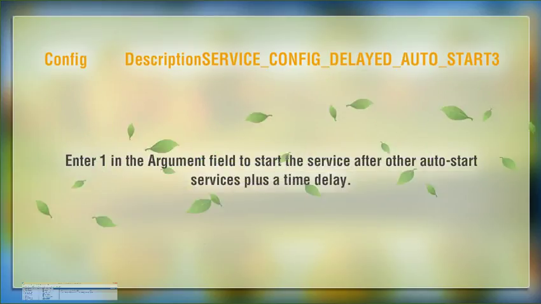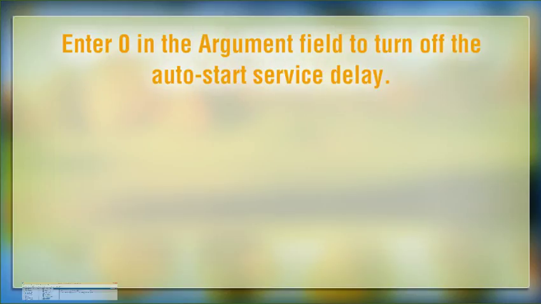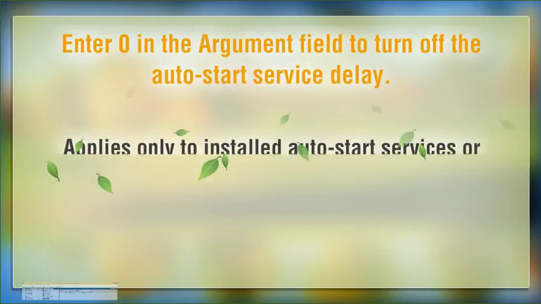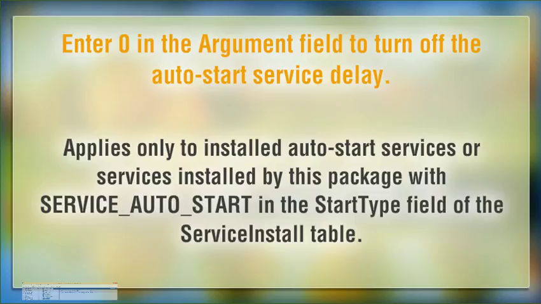Enter 1 in the argument field to start the service after other auto start services plus a time delay. Enter 0 in the argument field to turn off the auto start service delay. Applies only to installed auto start services or services installed by this package with service auto start in the start type field of the service install table.